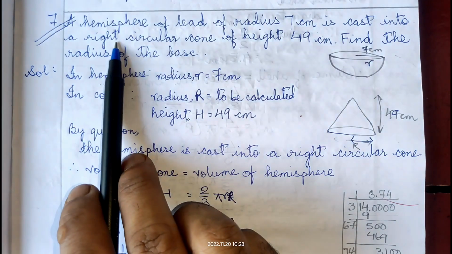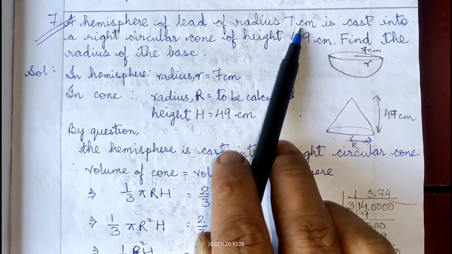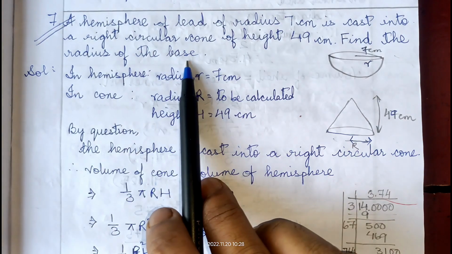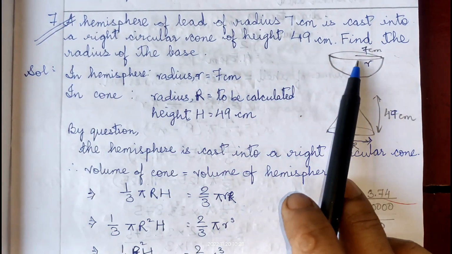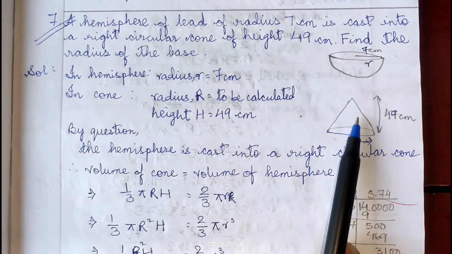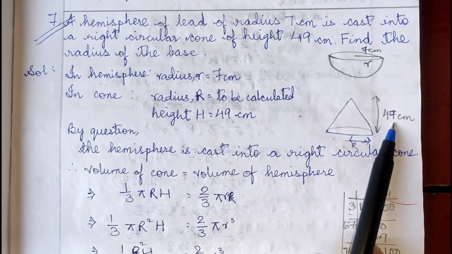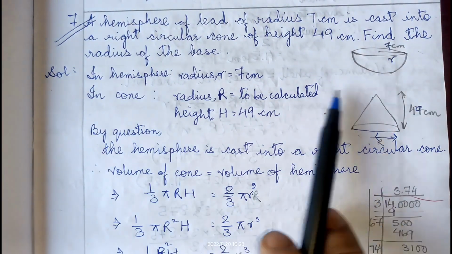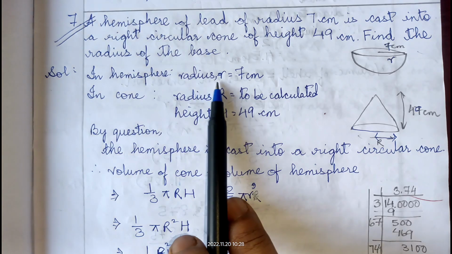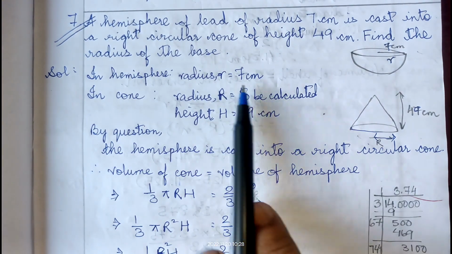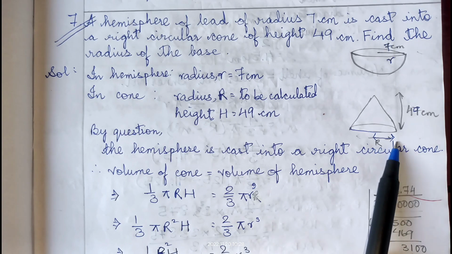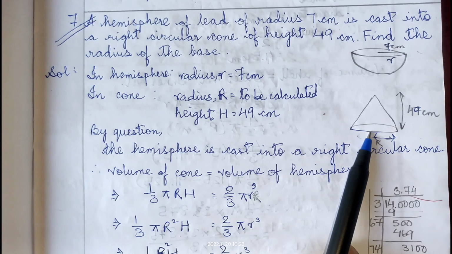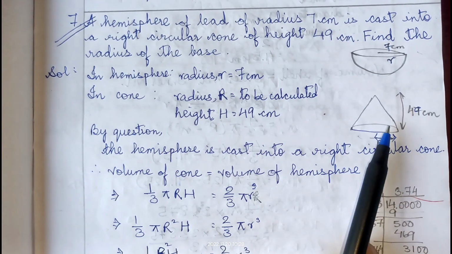Question number 7. A hemisphere of lead of radius 7 cm is cast into a right circular cone of height 49 cm. Find the radius of the base. So here, this is the hemisphere whose radius is 7 cm. It is cast into a right circular cone. Here height is 49 cm, and we have to find the radius of the base of the cone. Now, in case of hemisphere, radius is 7 cm, we can consider let small letter r be 7 cm. In case of cone, radius is suppose capital R, which is to be calculated, and height is given in the question 49 cm. According to the question, the hemisphere is cast into a right circular cone.